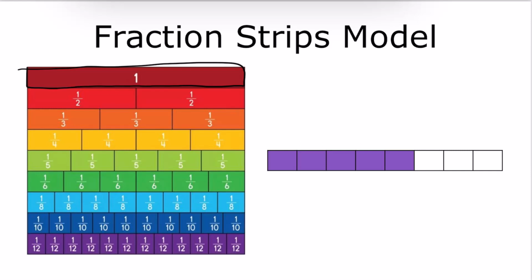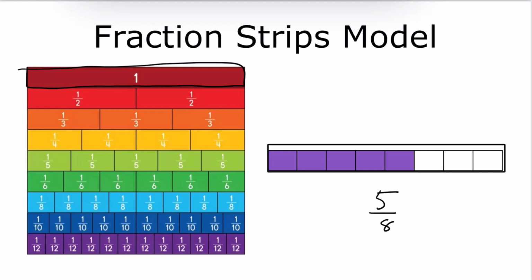But the main idea is that you're going to have a whole unit, which is represented with a rectangle of consistent size, and then you split that up into equal sized pieces. So this fraction strips model that I have here would represent the fraction 5/8 because the whole rectangle is split up into 8 pieces and 5 of them are shaded.